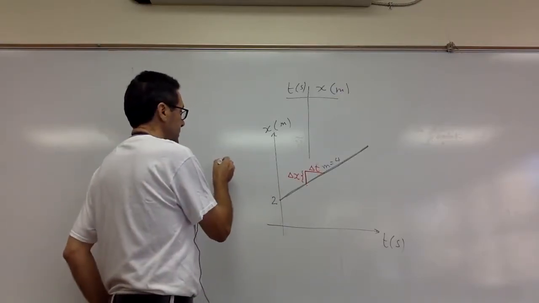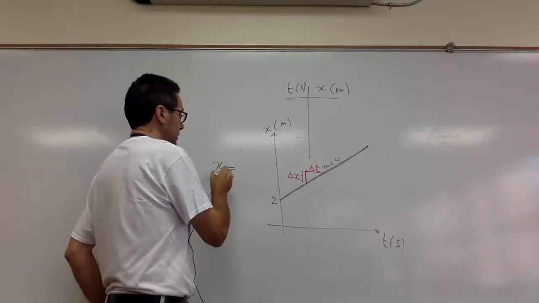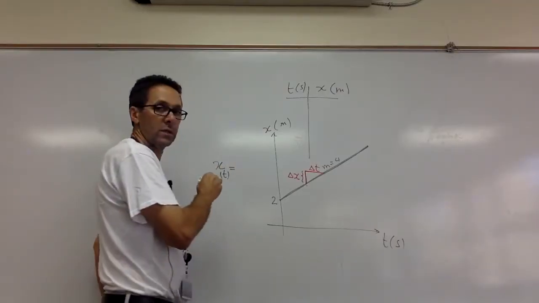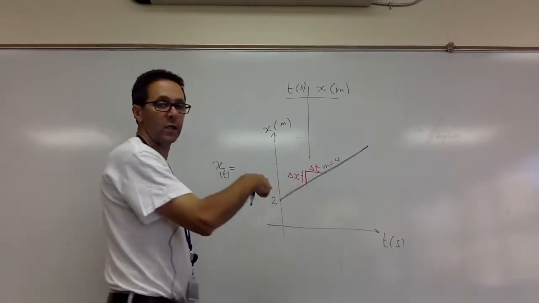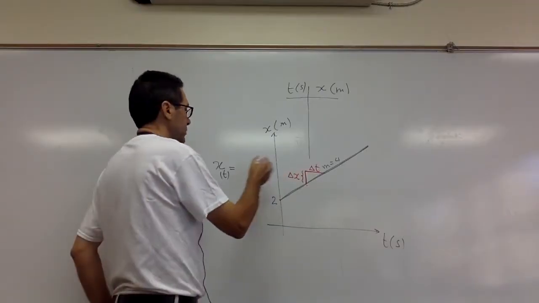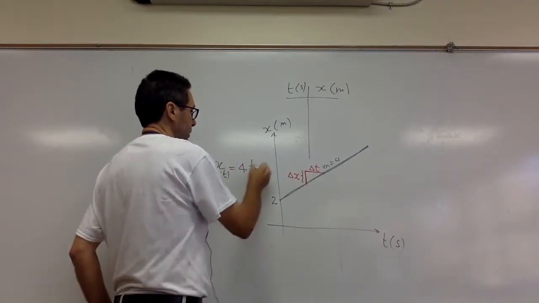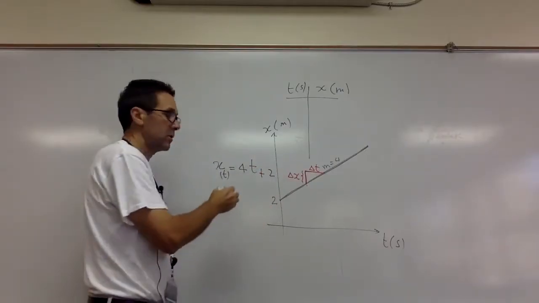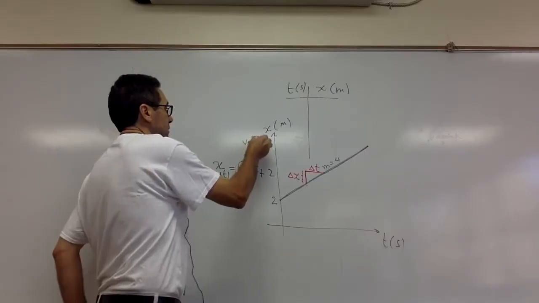So I can say that x, which is position, equals, this is a function of time. That's not a multiplication, just a function of time, is equal to, this is y equals mx plus b. Just the x plays the role of y now. So it's going to be 4t plus the y-intercept, which is 2. And this 4 here is your velocity.